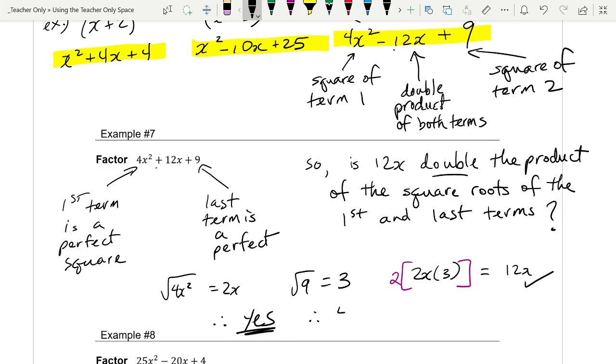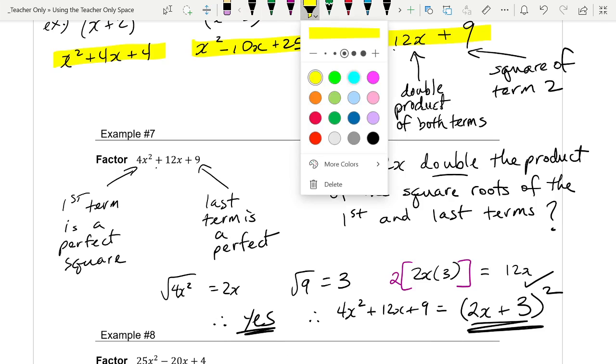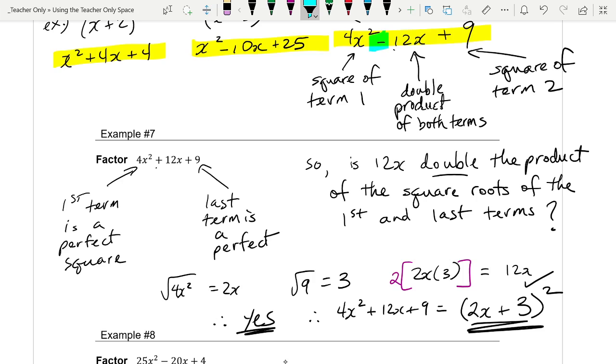Therefore, 4x squared plus 12x plus 9 factors into (2x plus 3) squared. Now, again, the difference between this one and the one in the previous example is this minus here. Right? That one had a minus in front of the 12 right here, and this one has a plus in front of the 12 right here. Notice that the sign here has to agree with the sign here. That should make logical sense when you think about it.